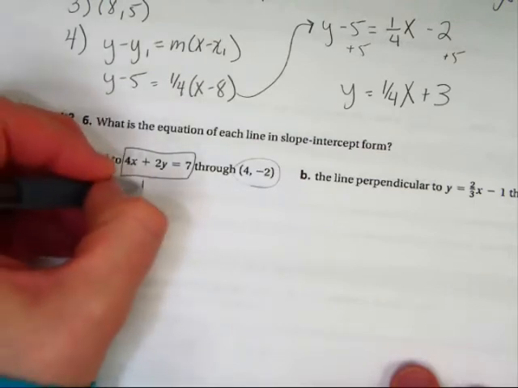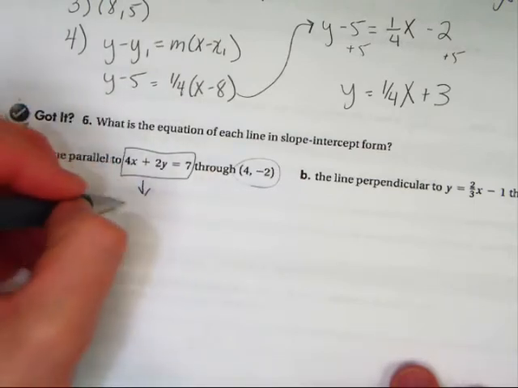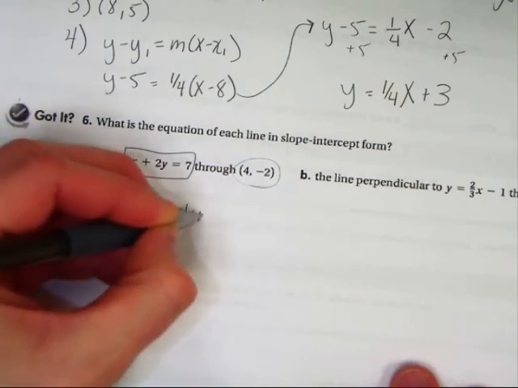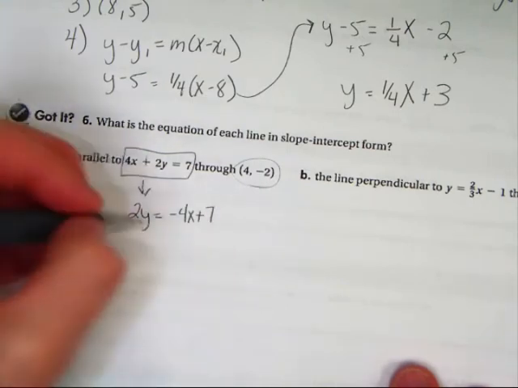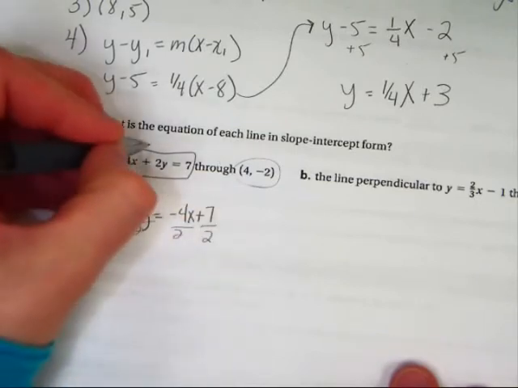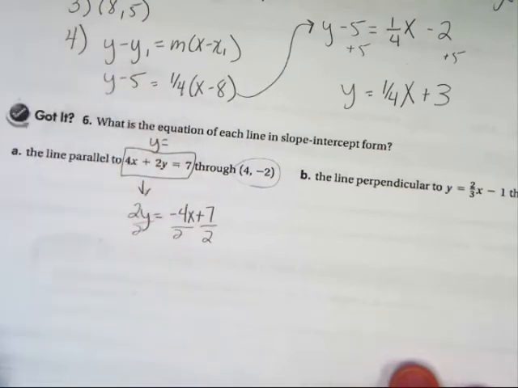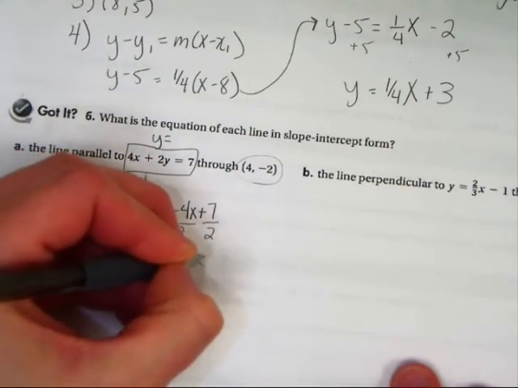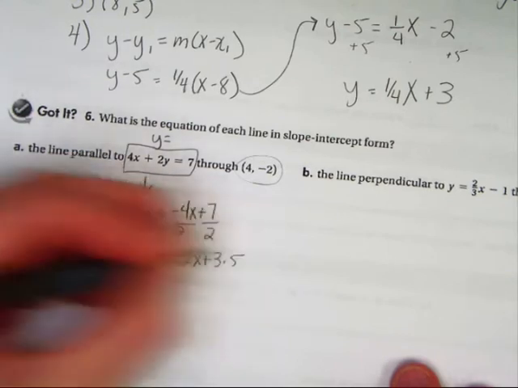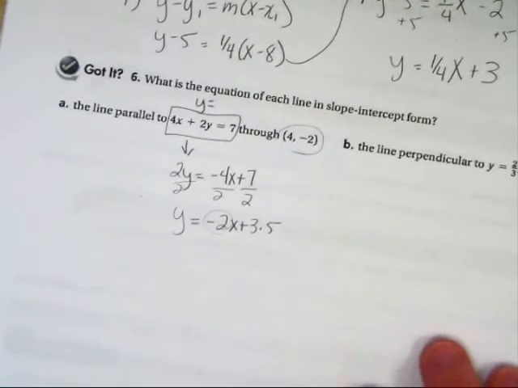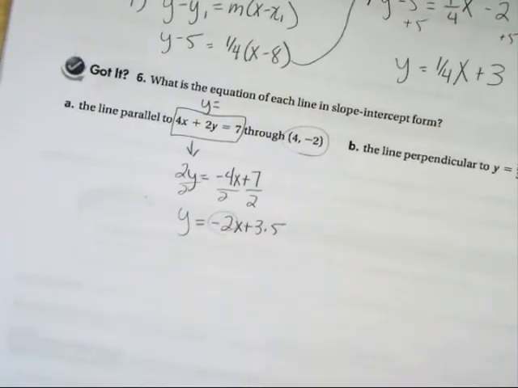So what we need to do first is this needs to be in y equals. So we're going to take the 4x over, so we're going to get negative 4x plus 7, and we need to divide by 2. You need to make it y equals. Absolutely needs to be in y equals. So y equals negative 2x plus 3.5. Now you see that? That's why we put it in y equals, because that's your old slope.